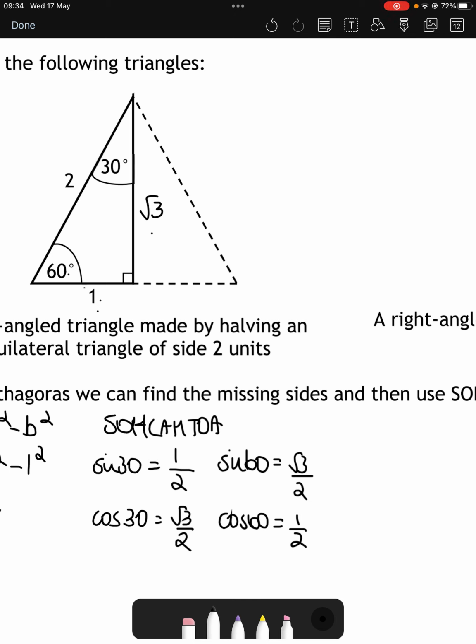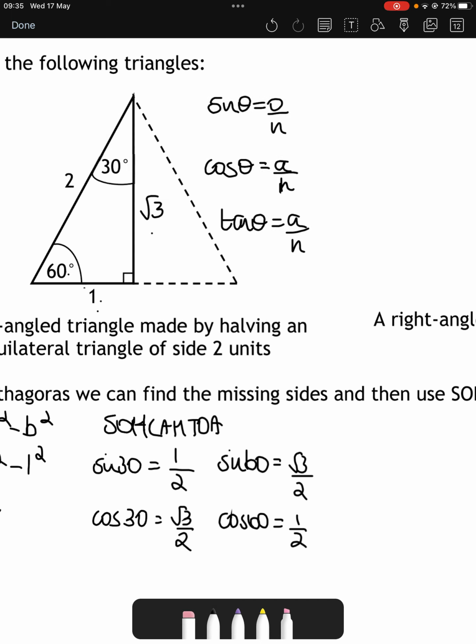So I'm just going to put them up here. Sine is opposite over hypotenuse. Cos is adjacent over hypotenuse. And obviously, I need to do tan as well. I forgot about tan. Tan is opposite over adjacent.